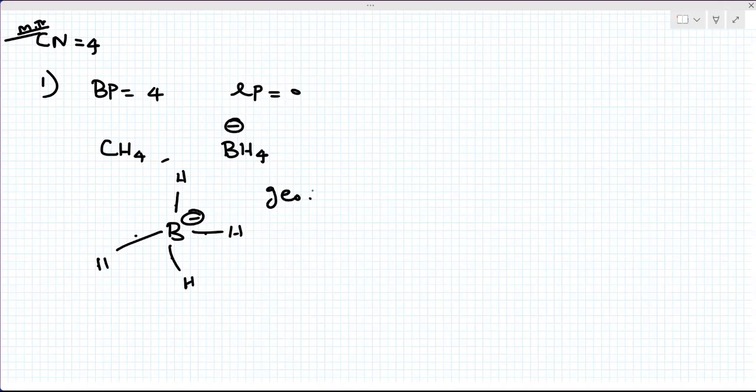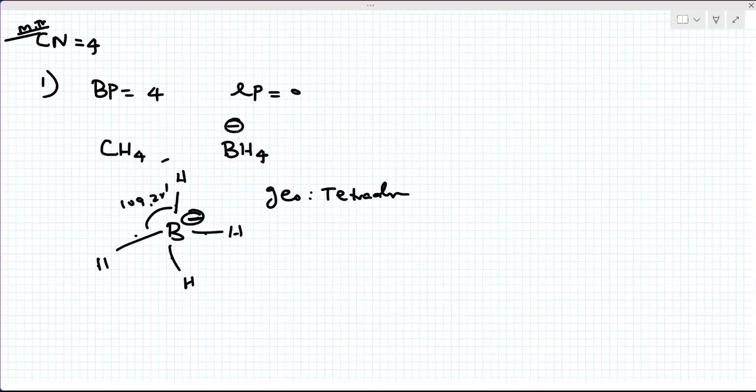What is the geometry of this molecule? Tetrahedral. What is the bond angle? 109 degrees 28 minutes. Tetrahedral. As for the shape, in BH4 minus this minus is not a lone pair. Please understand, this minus electron is involved in bonding, therefore another hydrogen can form a bond. Otherwise the molecule should be BH3 only.